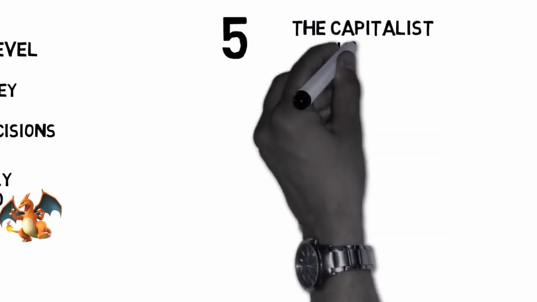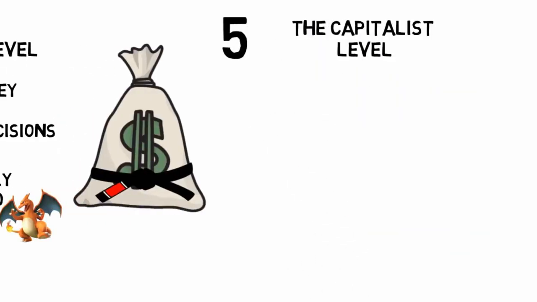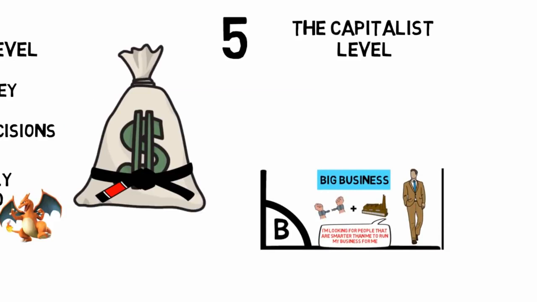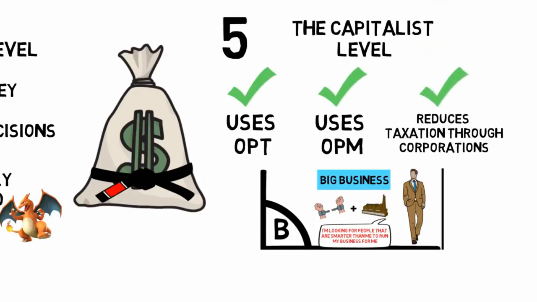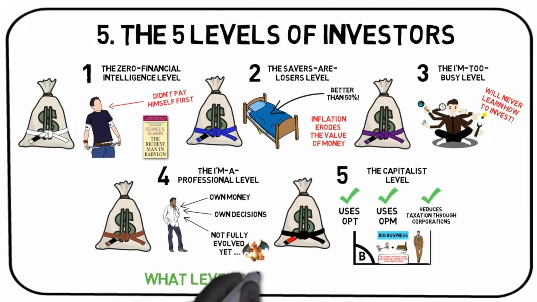5. The capitalist level. This is an investor who comes from the B quadrant and has learned how to use the concepts from there in his investing. For example, he is not investing alone. He has advisors that help him gather information about the markets, and in that using OPT. Furthermore, he uses OPM as well as his own money. He has also learned how to use corporations to reduce taxation levels of his capital gains. The level 5 investor is the person who will reach financial freedom first among all of the investors. What level of investor are you?